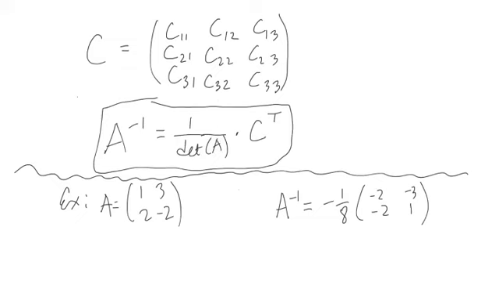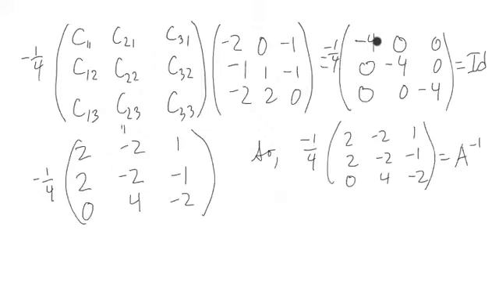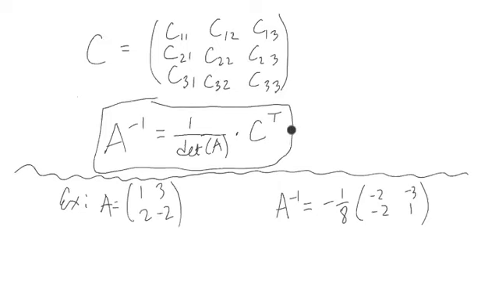Because remember, the determinant of the matrix was what we were getting right here in these entries, and that's what we were going to divide by. So 1 over -4 would work. And this is a nice formula for finding the inverse if you want to do it via determinants.